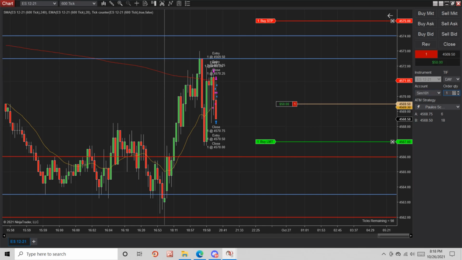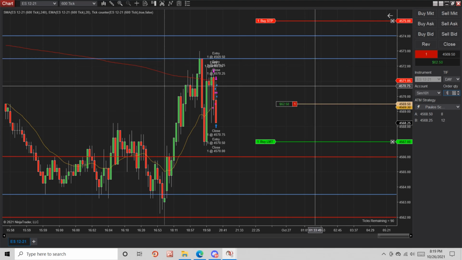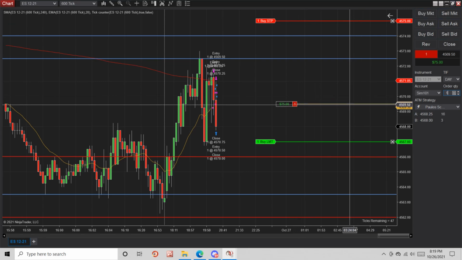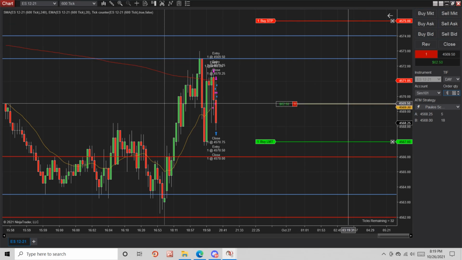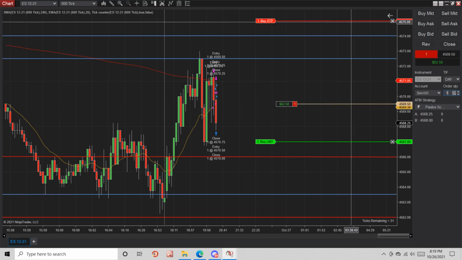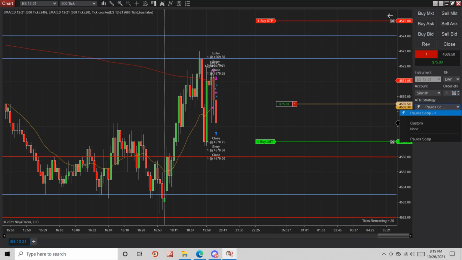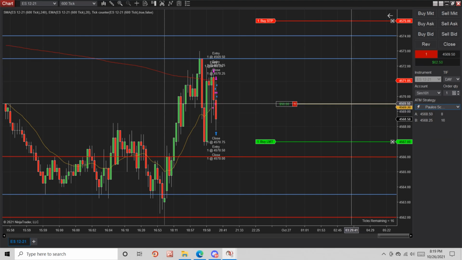Next is my ATM strategy. What my ATM strategy basically does is it sets up this and this. Remember, this line is set up by buying. When I buy in, this line is set up. But these two are set up by my ATM strategy. Basically, my ATM strategy is how many ticks. Remember, ticks are every 25 cents. So it's how many ticks are below where I entered.